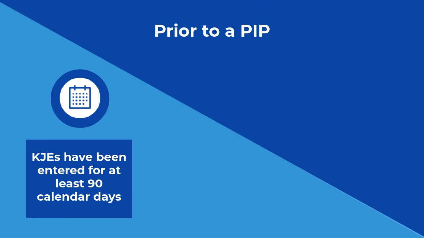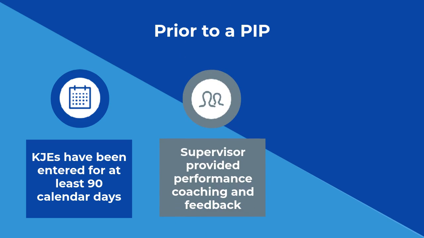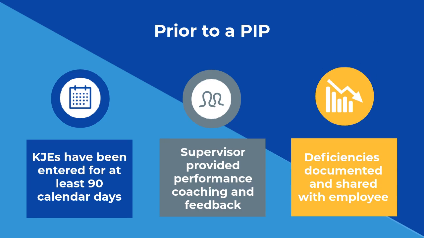Prior to a PIP, a supervisor must have established key job expectations, or KJEs, and have had them entered in the Performance Appraisal System, or PAS, for at least 90 calendar days, provided performance coaching and feedback to the employee, and documented and shared the performance deficiencies with the employee.